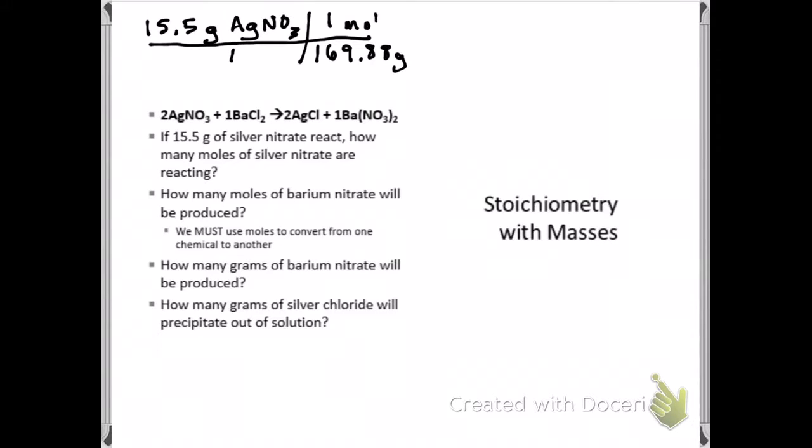So here I'm doing a little bit of a mass conversion, and whoops, sorry, I'm going to pause it right there. So the first question here says, if 15.5 grams of silver nitrate react, how many moles of silver nitrate are reacting? So this is just asking you to figure out how many moles are in 15.5 grams. I'm going to walk you through this problem step by step to get you to the end product. So the reaction is up at the top there in bold, and this first part is going to be in black.